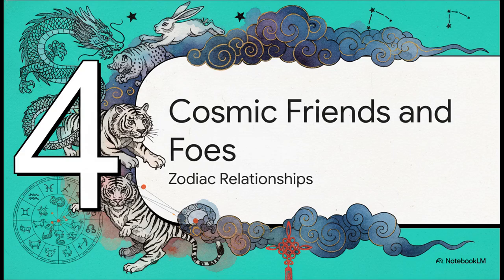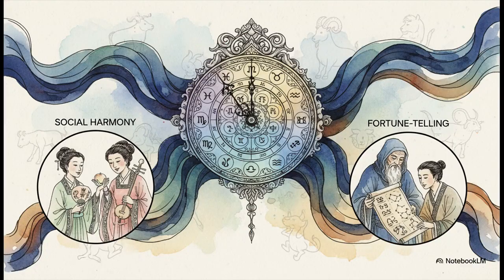So, we've got this incredible system for organizing time and space, but where it really gets interesting, and what's had the most lasting impact, is how it was used to understand people and their relationships. This is where the zodiac becomes deeply personal. You see, this wasn't just about telling time. It evolved into a full-blown guide for social harmony and even for fortune-telling. Based on how these earthly branches related to each other, a whole code of compatibility emerged. It was a set of rules that could tell you which signs were a perfect match and which ones were, well, doomed to clash. And people used this for everything.